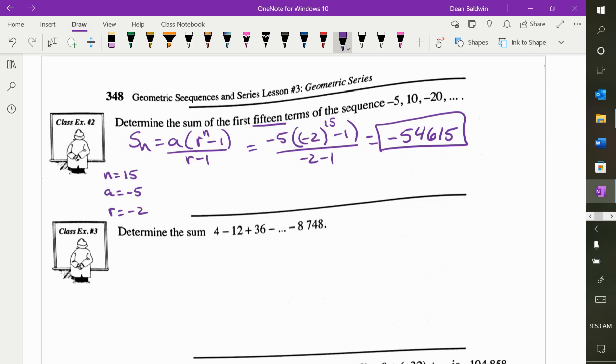Where's the answer? Yeah, I don't know. I got the same answer to the 8,000 thing. Wait, what am I doing wrong? I was thinking it, I didn't say it.